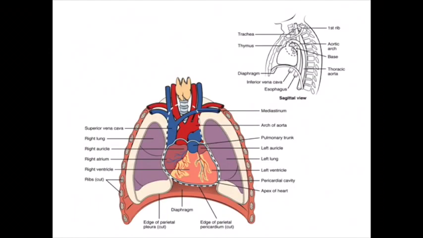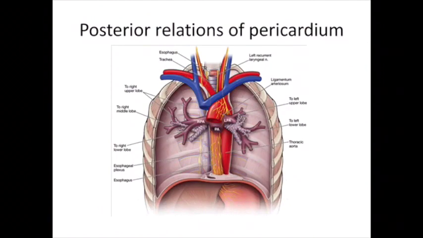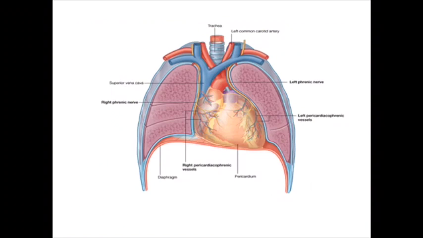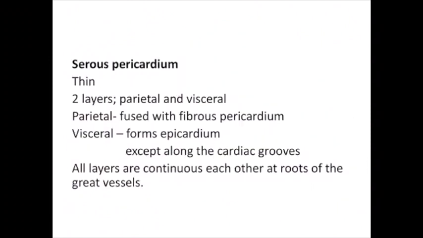In this picture, the dotted lines show the arrangement of fibrous pericardium, which encloses the roots of the great vessels and also the central tendon of diaphragm. As I mentioned earlier, the pericardium is related posteriorly to descending thoracic aorta, esophagus, and on each side, both lungs and also phrenic nerves. Serous pericardium is thinner than fibrous pericardium and it has two layers as I mentioned earlier.